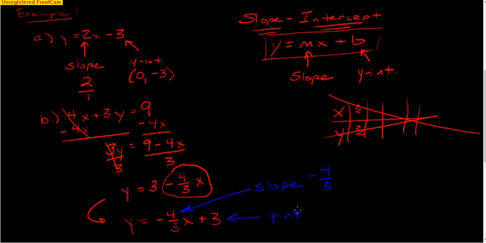Okay, and again, it's not just 3, it is 0, comma 3. The x term is always a 0.